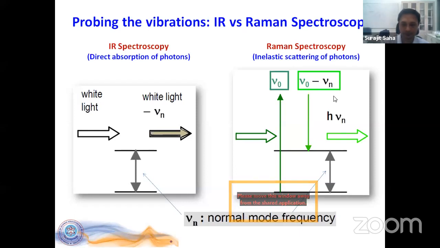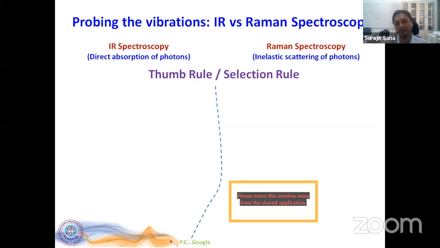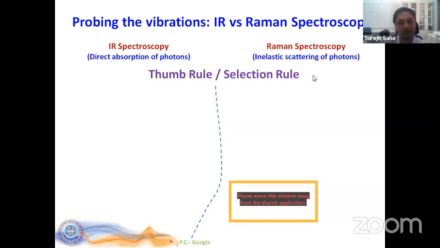Now let's see some more distinctive features of the two techniques. A very important one is the selection rule. A molecule has n atoms, so 3n minus some number of vibrations will be normal modes, out of which only some will be IR active and some will be Raman active. That means I'll get to see those particular modes in the IR spectrum or the Raman spectrum. Now, what decides whether a normal mode will be seen in IR spectroscopy, Raman spectroscopy, or both? That is something we're going to talk about now.